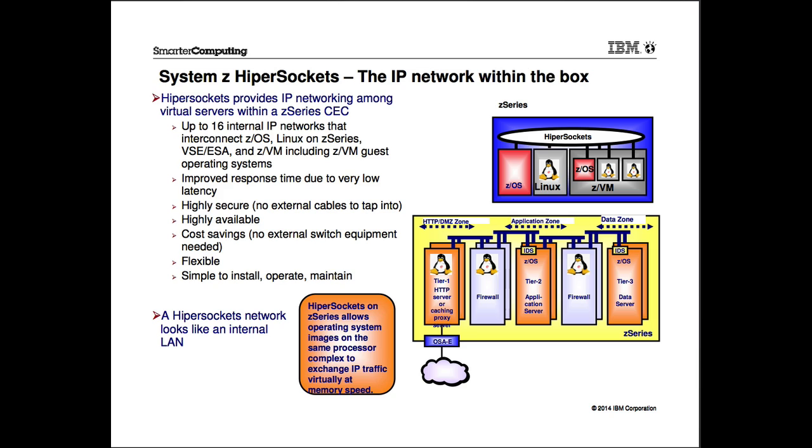So in the picture here, I show a yellow z Series CEC, which has an OSA-Express adapter that connects to a Tier 1 HTTP server, and that connects to a firewall, which connects to a Tier 2 application server, which then connects to another firewall, which goes back to a data center in the back end. If those are all different LPARs on the same z Series CEC, they can use HyperSockets for all those zones, which means they're running at memory speed, using no external cables, nothing to tap into, very secure, very fast.